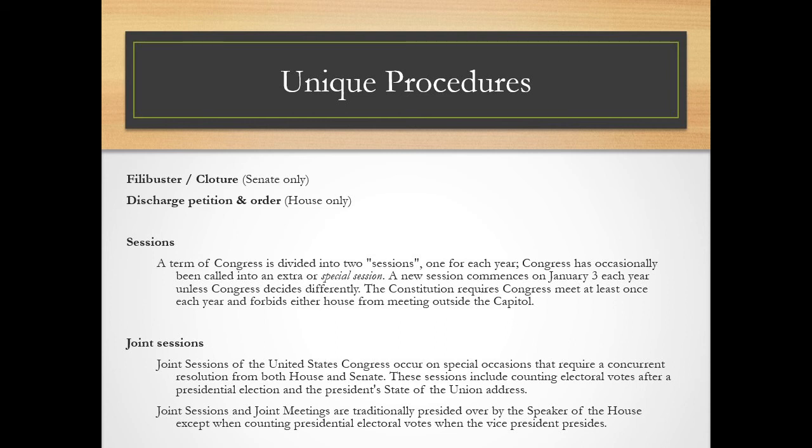Oftentimes when you hear about filibuster, the news will say this is a constitutional crisis because they're using filibuster to stop the process of a piece of legislation, which is not true because it's not in the Constitution. This is a rule created by the Senate for the Senate. If they choose to do away with it, fine. It's not in the Constitution. It's simply a rule they made up to govern their own proceeding.